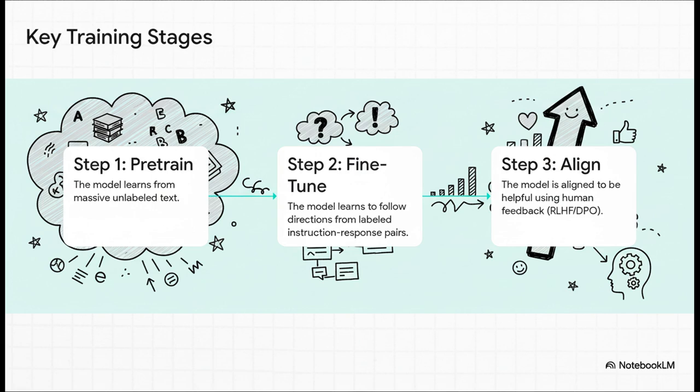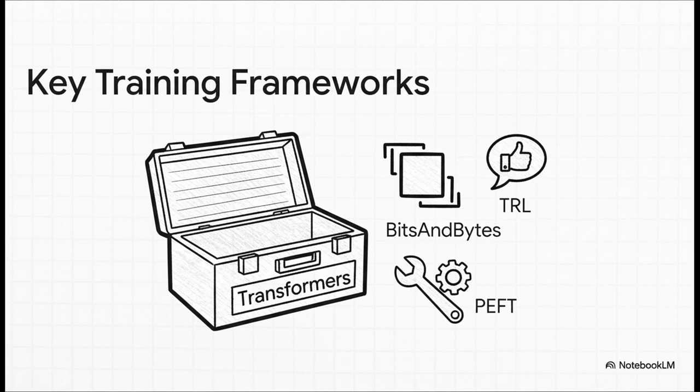It happens in 3 key stages. First, there's pre-training, where the model just gobbles up a huge chunk of the internet to learn, well, everything. Then we fine-tune it with really specific examples, kind of like a teacher giving a student a worksheet. And finally, we align it with human feedback, which basically teaches it how to be helpful and to follow our instructions. So how do developers actually do all this?